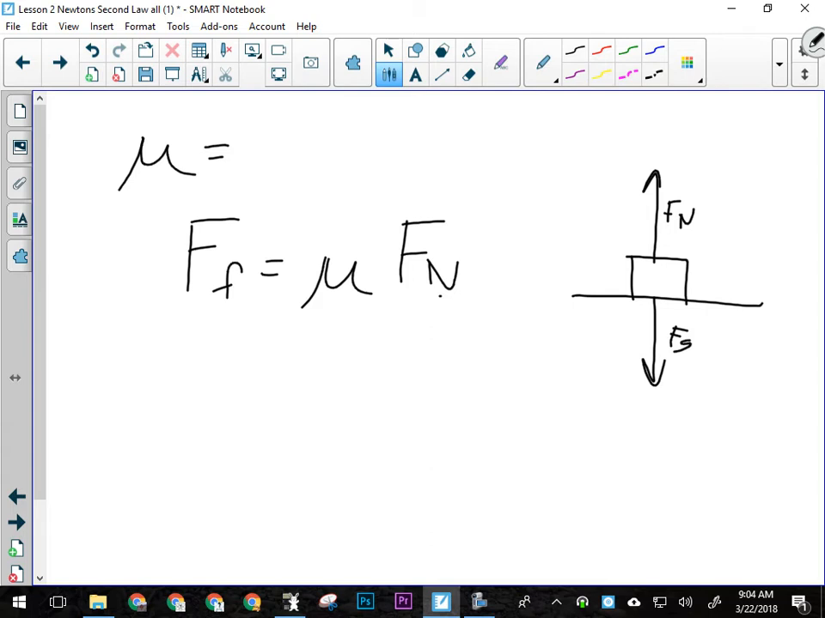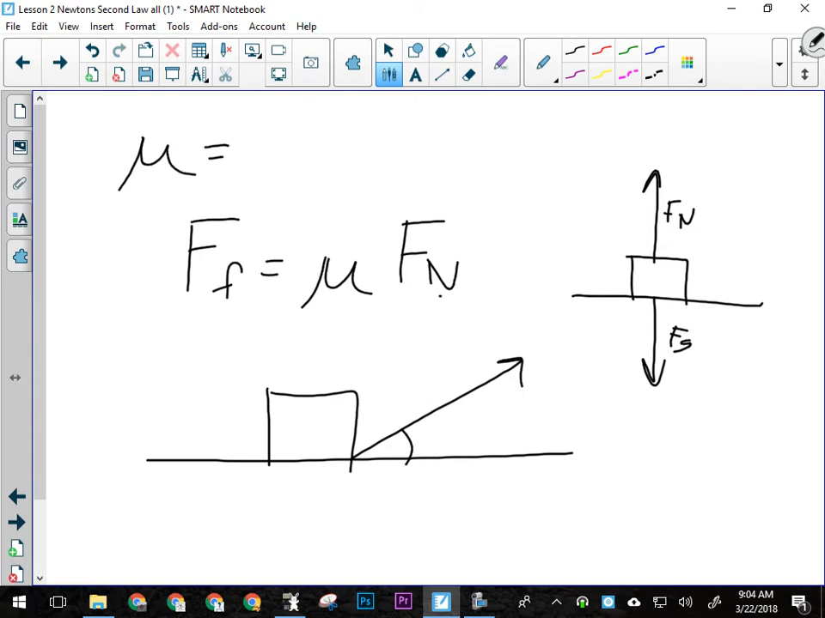What if I was pulling the box at an angle like this? Would normal force and gravity be equal now? No. Why not? If I'm pulling in this direction, let's say it's 25 degrees above the horizontal, what am I doing a little bit to the box? I'm lifting it just a little bit.